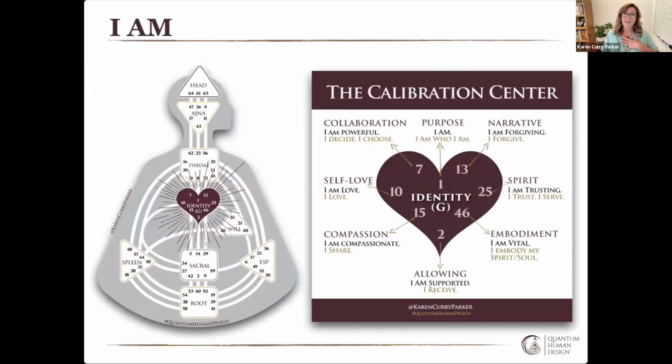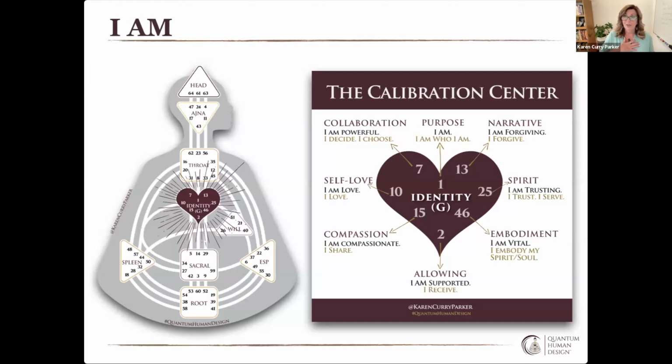If we look at that calibration center where the law of attraction lives, we see that in the heart, in the G center, there is an electromagnetic resonance field called the magnetic monopole that resides somewhere around the gate two. The gate two is all about allowing, receiving, expansion, support. We only allow to the degree to which the story we tell about who we are, our narrative, allows.